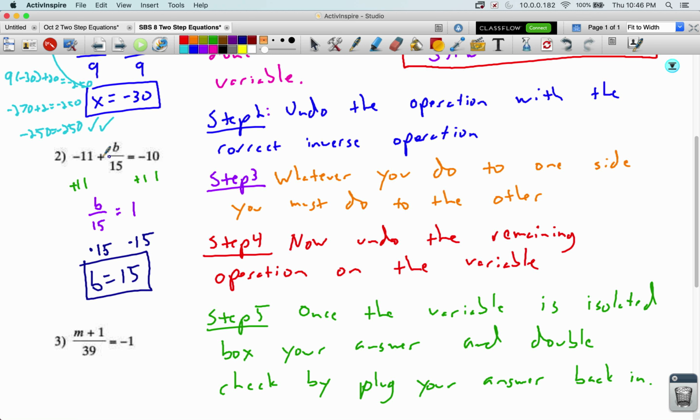Let's plug this back in. Negative 11 plus 15 over 15 is the same as negative 11 plus 1. Negative 11 plus 1 is a negative 10. Negative 10 equals negative 10. It passes our double check.